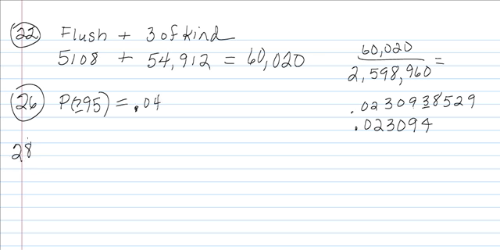28. In the 80s. Okay, there are two that are in the 80s, 80 to 84 and 85 to 89. 80 to 84 is 0.09 plus 85 to 89 is 0.06, and we end up with 0.15.